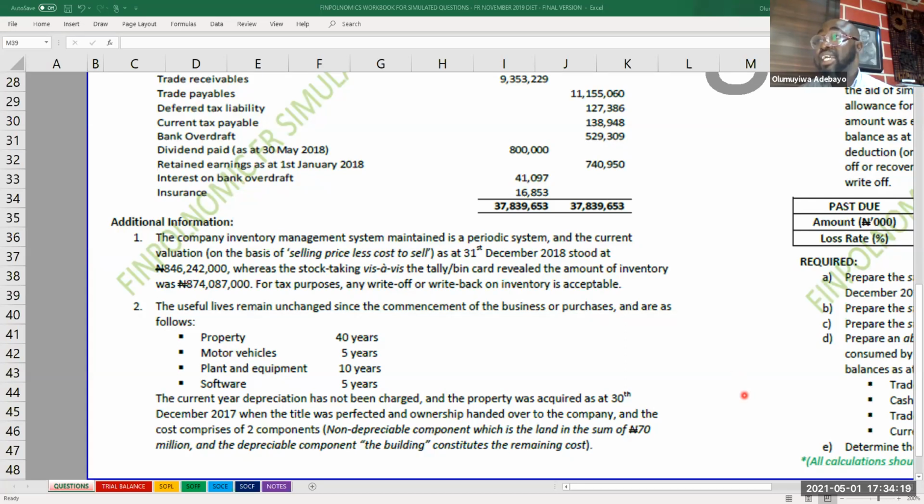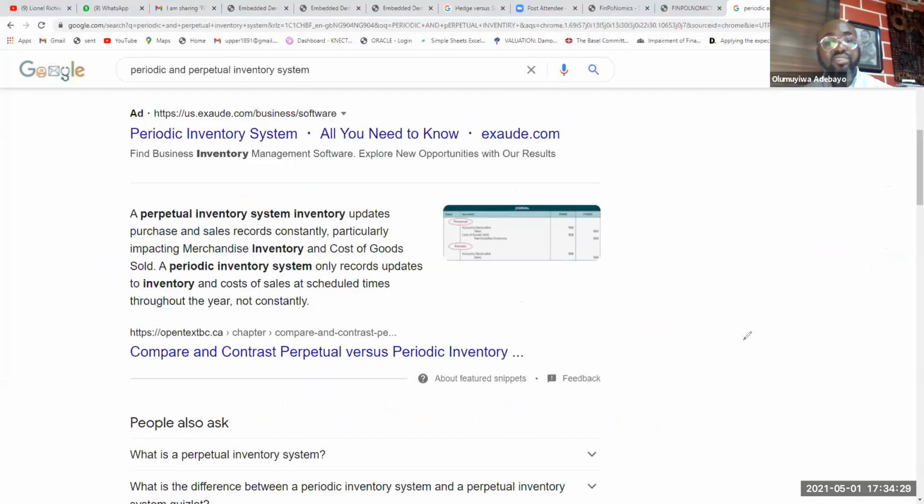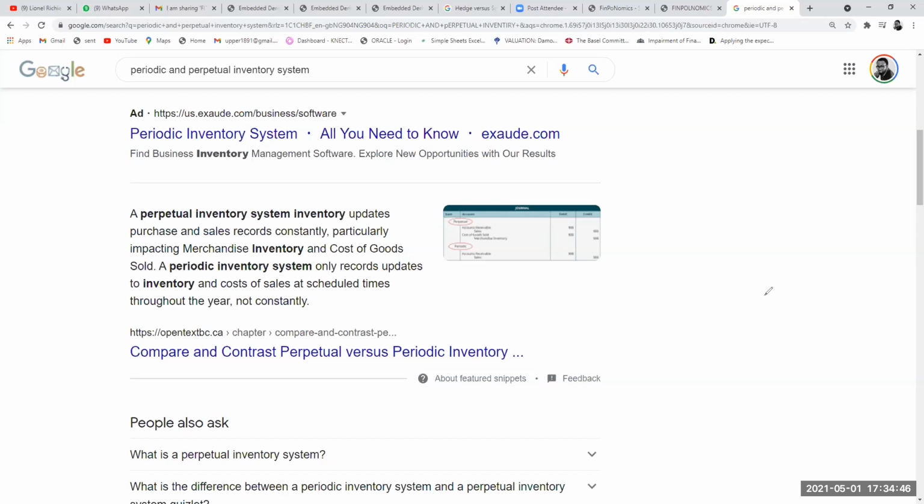I'm highly glad with your statement here. But let me share something with you. Okay. Now, can somebody read this? Aisha? Or Peace? Over to you, Peace. A perpetual inventory system updates purchases and sales records constantly, particularly impacting merchandise inventory and cost of goods sold. A periodic inventory system only records updates to inventory and cost of sales at scheduled times throughout the year, not constantly. Okay, thank you. You can read more.